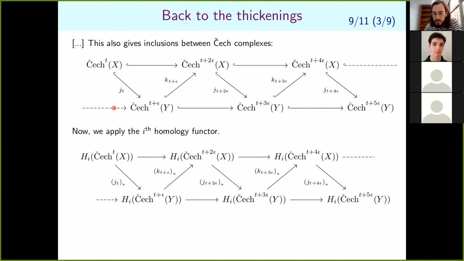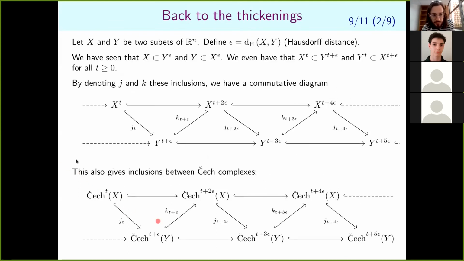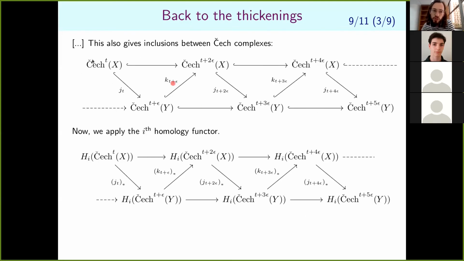I have this. Now I will apply the ith homology functor, right? To obtain a persistence module. I pick any i, an integer, and I consider the ith homology groups of my simplicial complexes. Okay, and homology is a functor. It transforms simplicial complexes, but also simplicial maps. You have to show that you can define simplicial maps here between simplicial complexes.